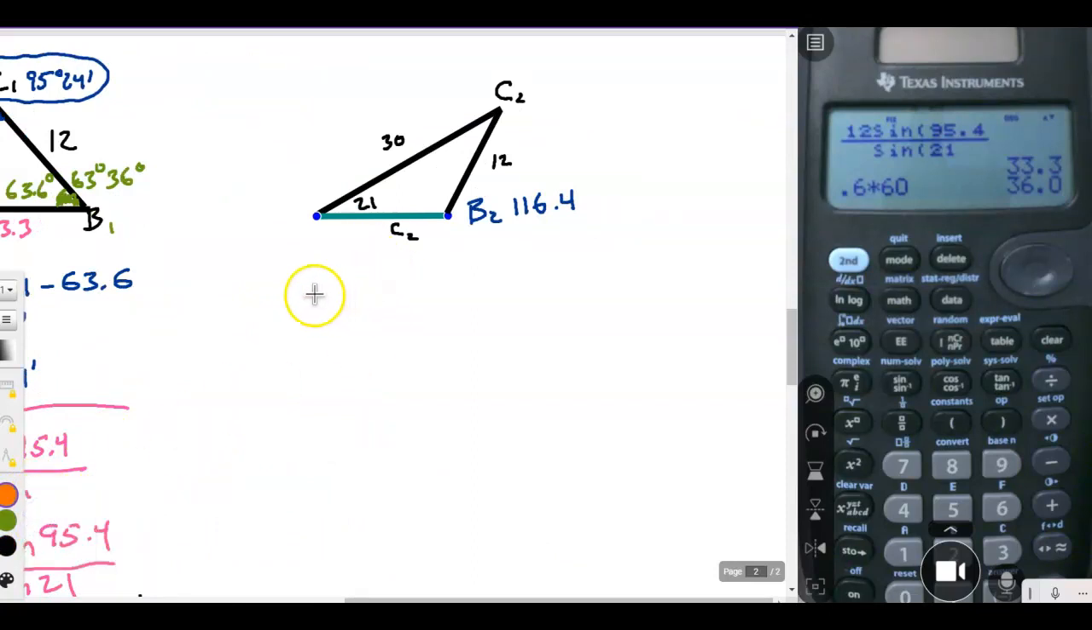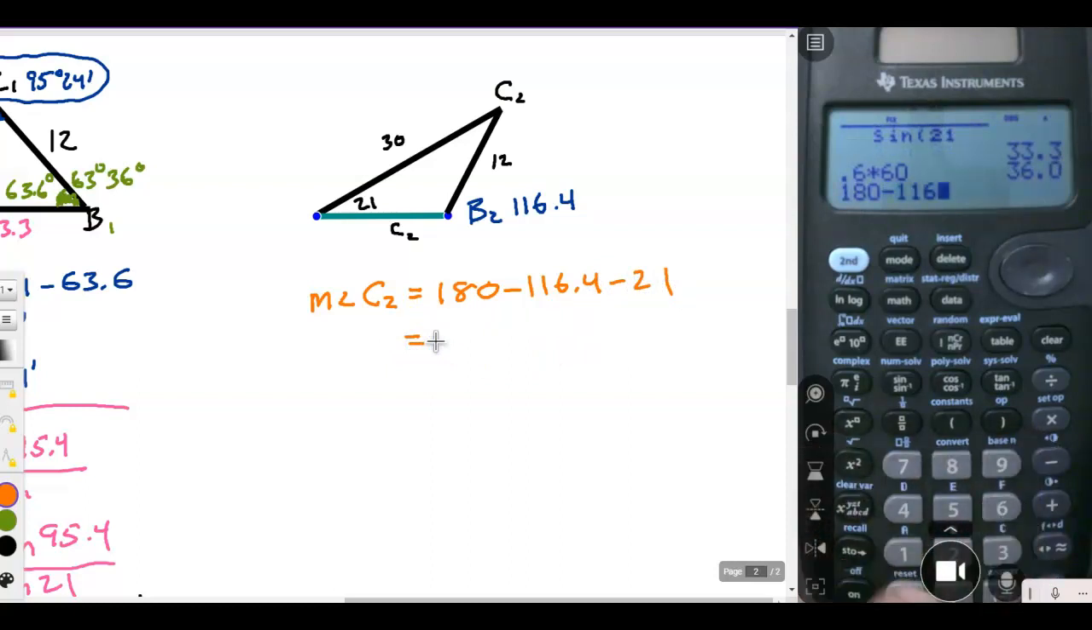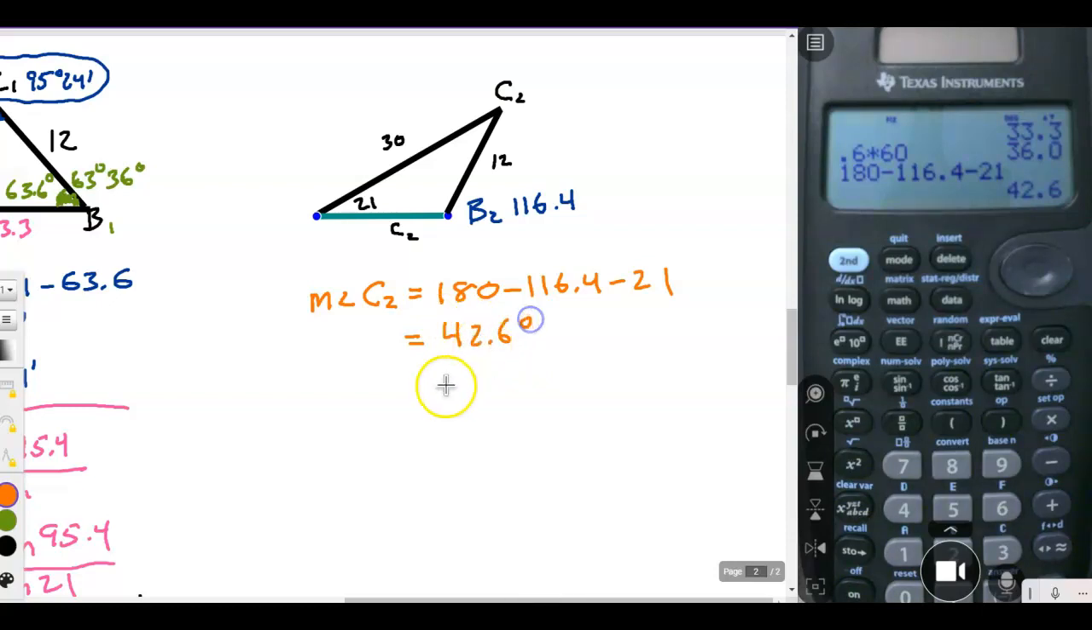So let's do this time the measure of angle C2. It will equal 180 minus 116.4 minus 21. We got 180 minus 116.4 minus 21. So we got 42.6 degrees. And that's going to be the same as 42 degrees and 36 minutes.